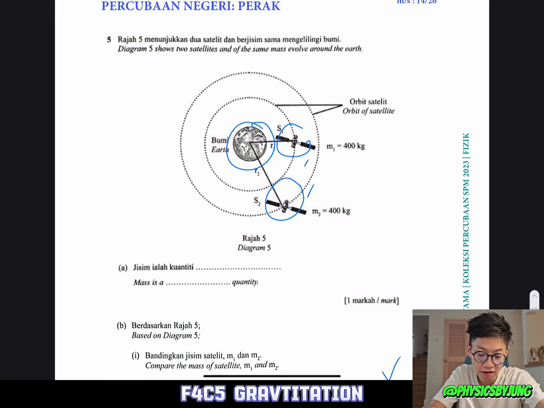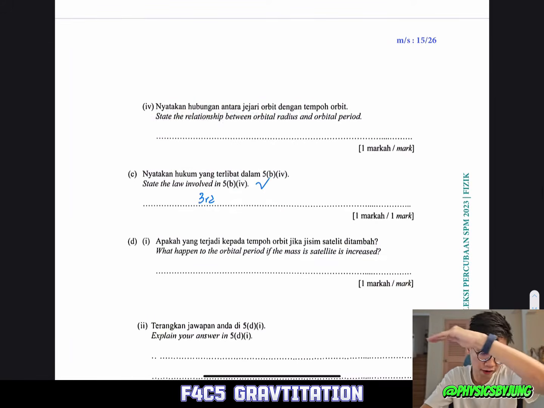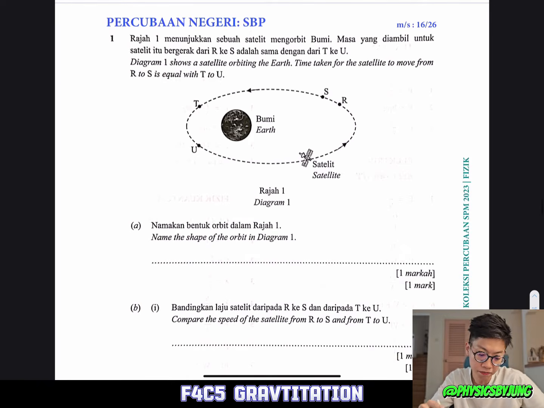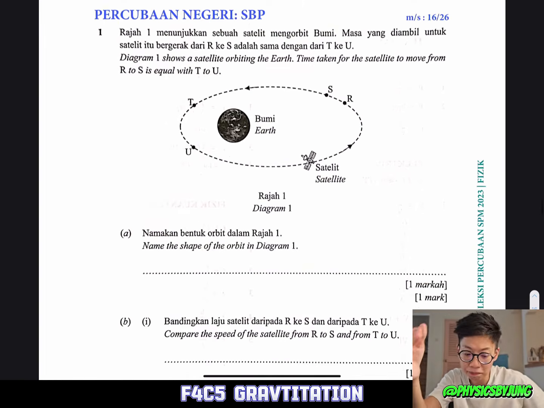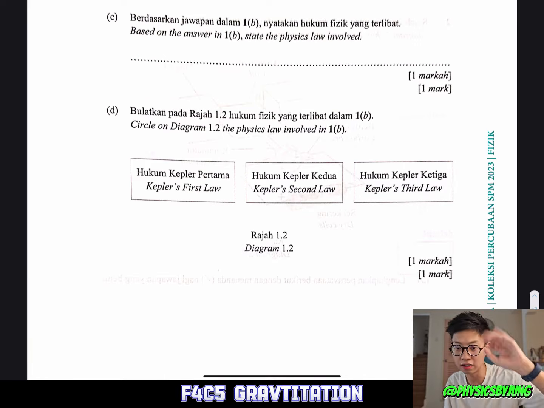So what is this? 1, 2, 3, Kepler's third law. So look at this thing, state the law involved. This is Kepler's third law also. Remember, you have to write the full name, Kepler's third law. Okay? Now, if you see SPM, there is a lot of Kepler's second law, Kepler's first law and everything. Now, let's look at our third question.